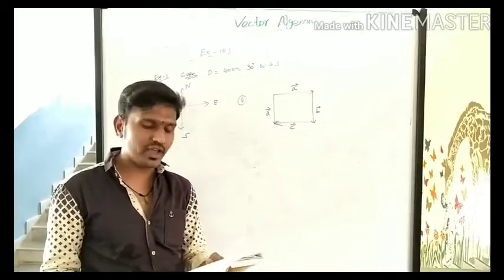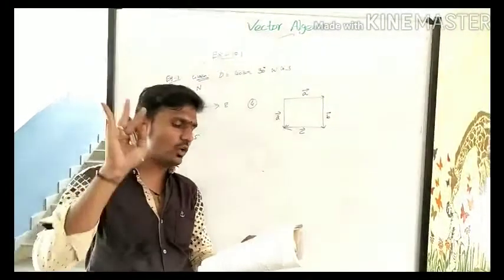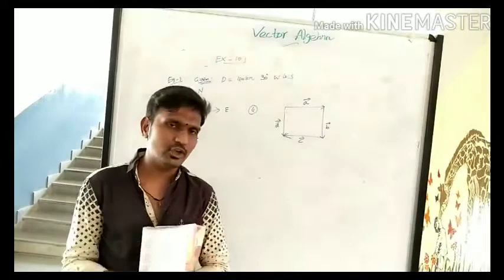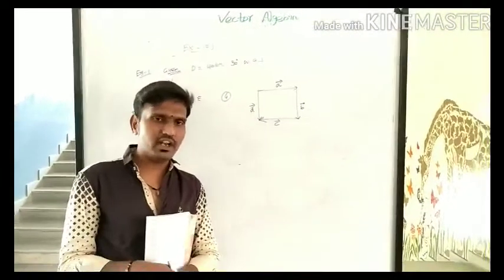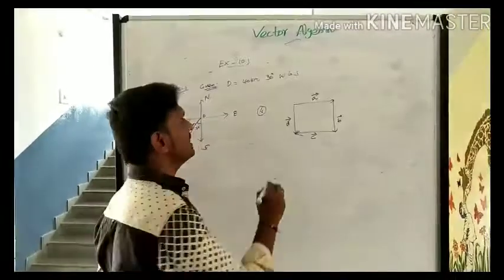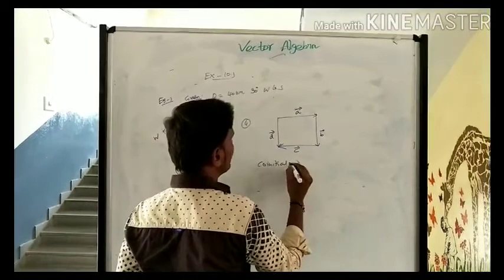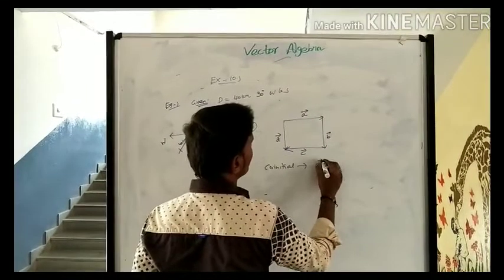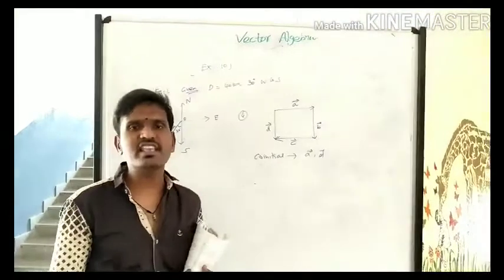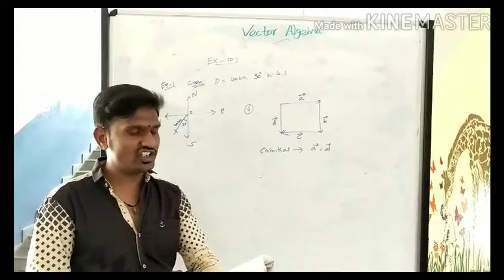We have to identify the following: co-initial, equal vectors, and collinear but not equal. So first, co-initial. Co-initial means the vectors start from the same initial point. The co-initial vectors are vector A and vector B. They two only start from the same initial point. So they are called co-initial vectors.